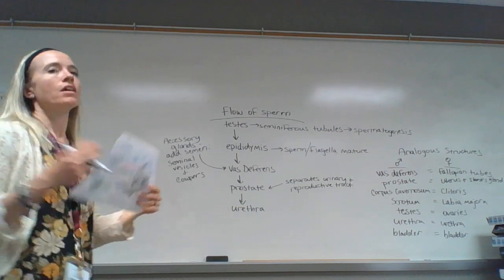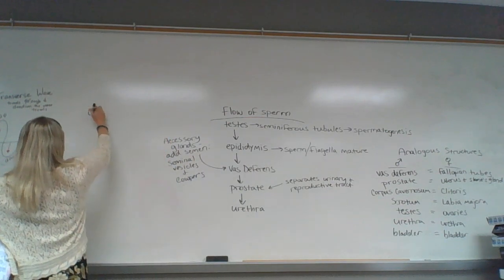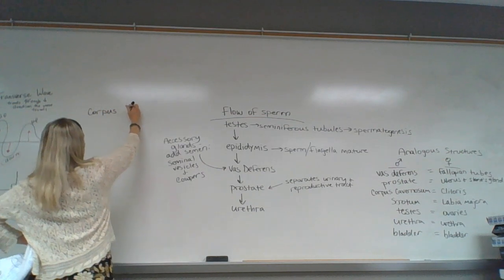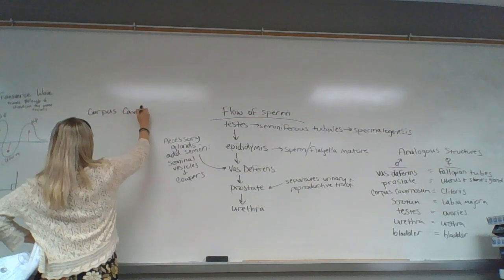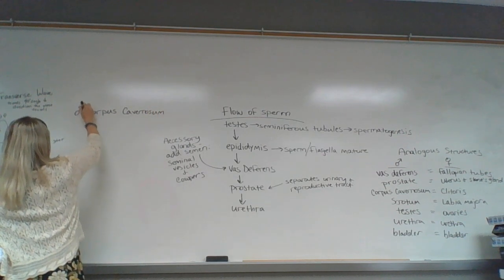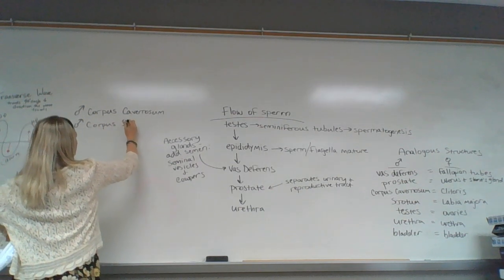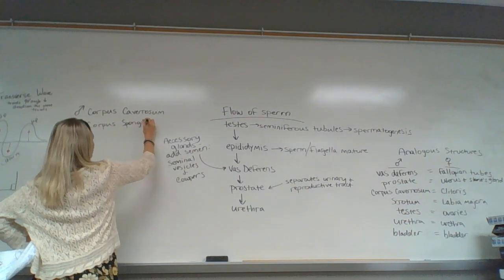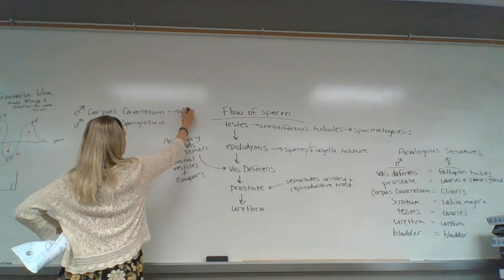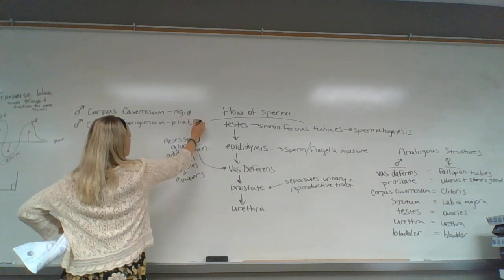Let's see. The tissues in the penis. So there's two, and you need to know which one becomes rigid and which one remains pliable. Corpus spongiosum. The cavernosum becomes rigid when it fills with blood. The spongiosum remains pliable. Make sure you know the difference between that.